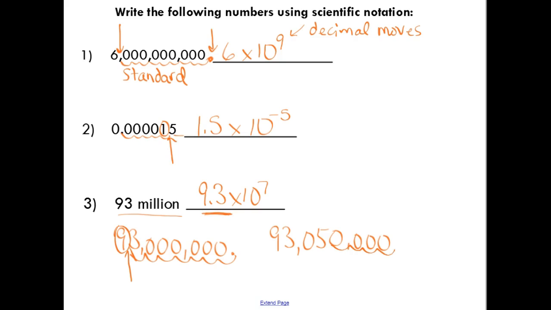We'd move it back to the same spot so that we only have one digit, but we would have to write 9.305 times 10 to the 7th. So right there, there's only zeros left, so we don't have to write those. But we do have to include that 0 because there's still another number after it that is significant. All right, let's try the next slide.